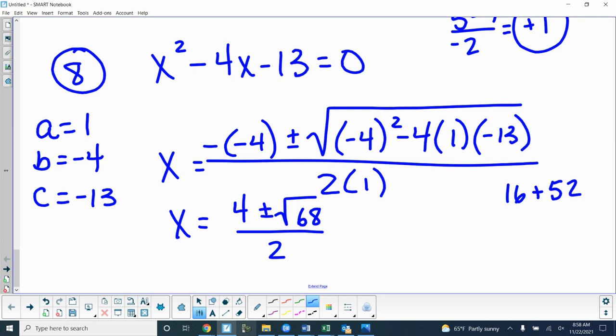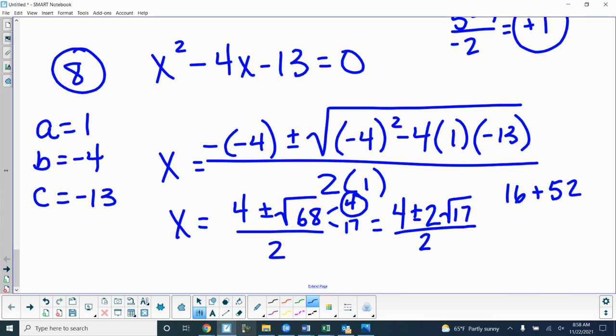Okay? So again, when you're putting this in your calculator, don't put that radical sign in there. Okay? You'll get some decimal. You don't want a decimal. You want to put it in radical form. Are there factors of 68 that have a perfect square in there? Yeah. 4 times 17, right? So what number can I pull out front? A 2, right? The square root of 4 is 2. There's no negative, so no reason to put an i out there.